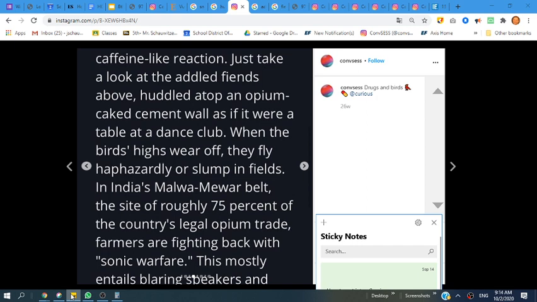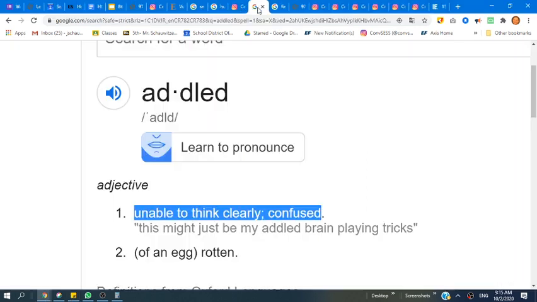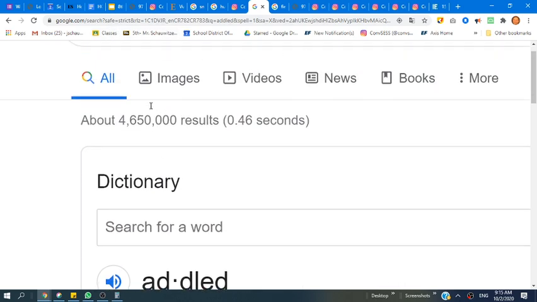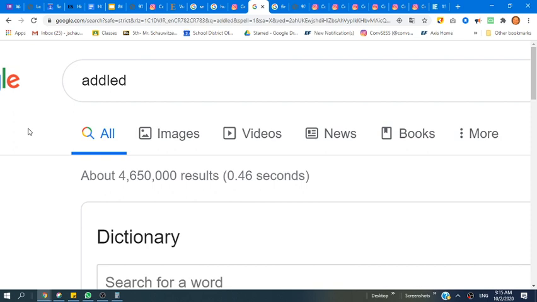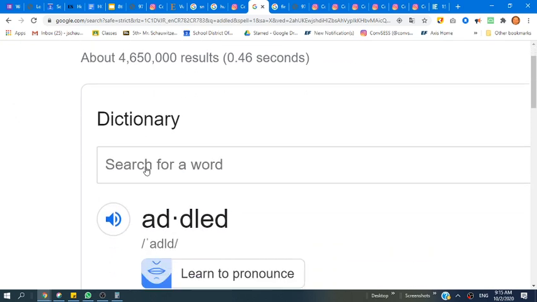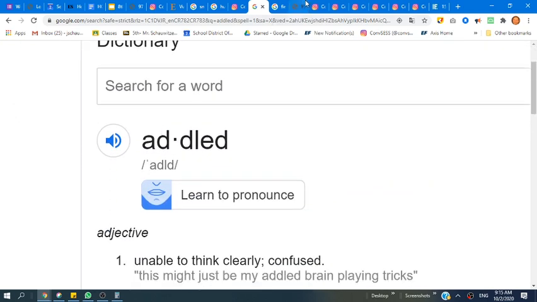Okay. So when we see words in a reading that we don't quite understand, we can always look up those words in a dictionary, okay? The only thing I did was just look it up in Google, right? I just did a quick Google search. I typed in the word addled, okay? And then it came up as the first option, right?